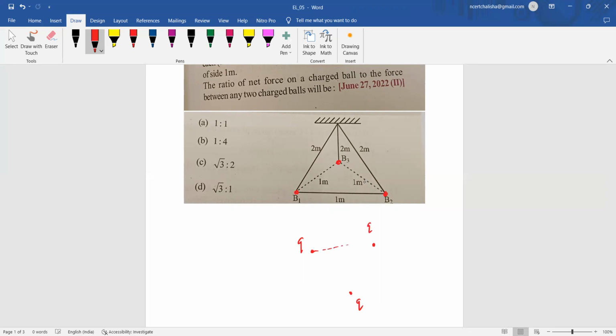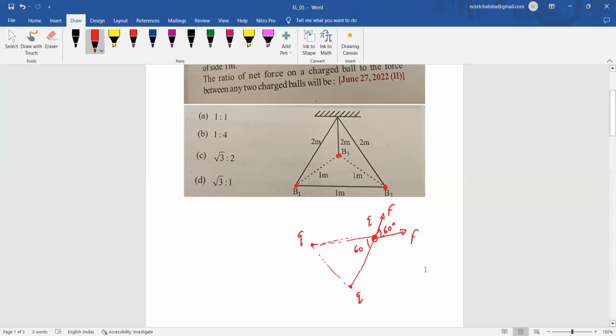The line joining the charges will be the direction of the force of repulsion. This force will be the same as the force applied by the other charge on this one. You know that it is forming an equilateral triangle, so the angle here is 60 degrees. If I consider this force to be F1 and this force to be F1, with the angle 60 degrees, what will be the resultant force we can calculate? Here F is the force between the two charges.